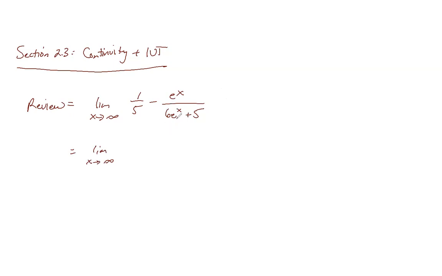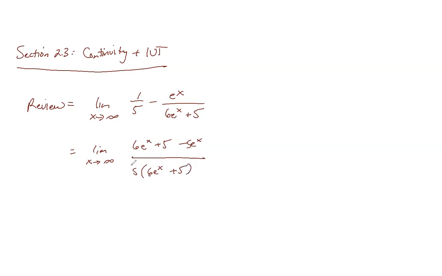It's a pretty simple denominator situation. We're just going to multiply this over to here, multiply this over to here, and have a common denominator of 5 times 6e to the x plus 5. So in our numerator we're going to have 6e to the x plus 5. 5 times that is going to give us 5e to the x, and then in the denominator 5 times 6e to the x plus 5.